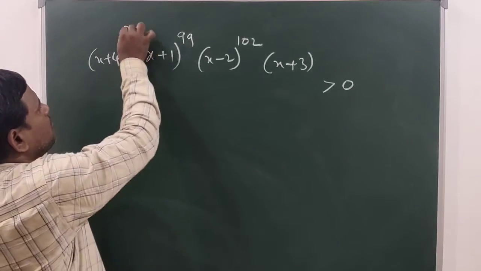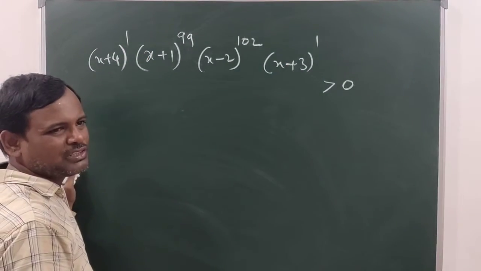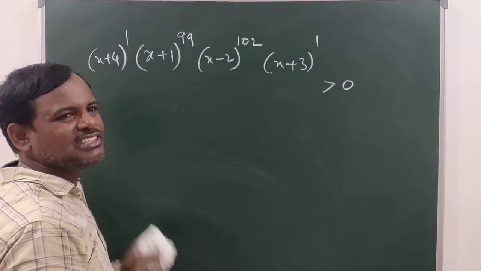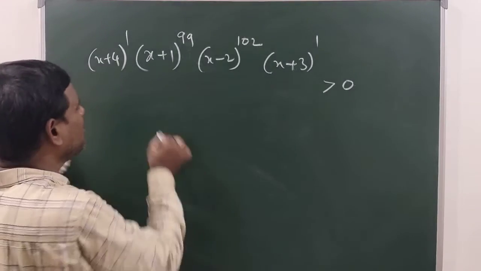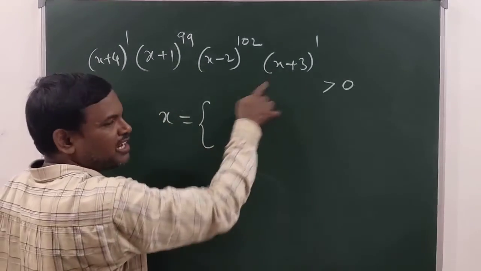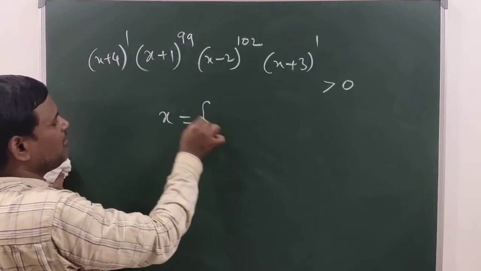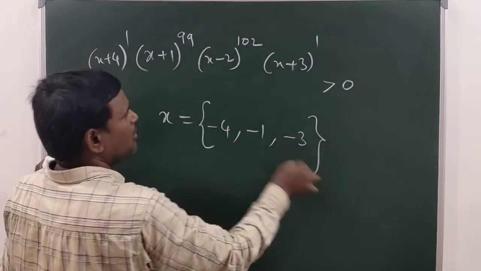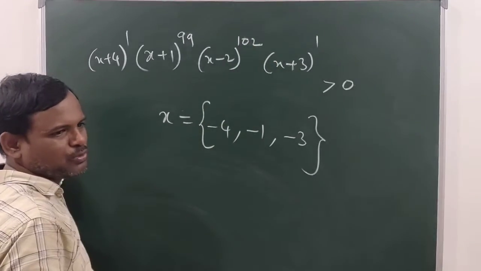So here this one and this one and this one are having odd exponents, and this one is having even exponent. Whichever linear factor is having even exponent, whose critical value must not be considered while writing the critical values. Whichever linear factors are having odd exponents, whose critical values only must be considered. Here critical value is minus 4, minus 1, minus 3. Don't write here critical values of linear factor having even exponent.